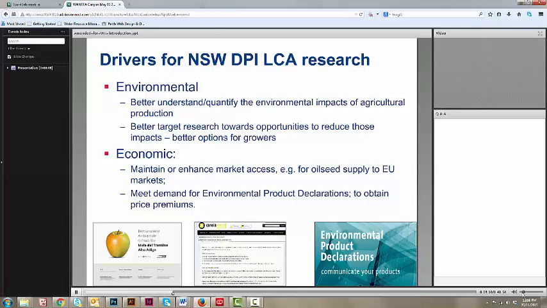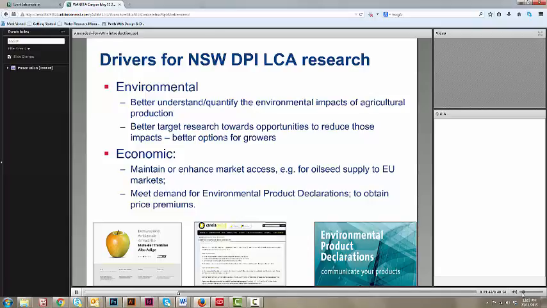There's also an economic driver for it. So one of the big ones, which is highly relevant to WA croppers, is the, I don't know how many people are aware of it, the EU Renewable Energy Directive. And so what the EU did back in 2012, they legislated that any biofuel supply or feedstock material had to show a greenhouse gas emissions benefit over its fossil fuel counterpart.